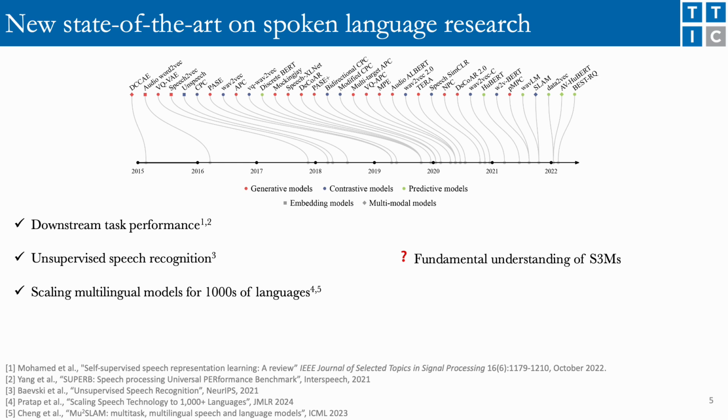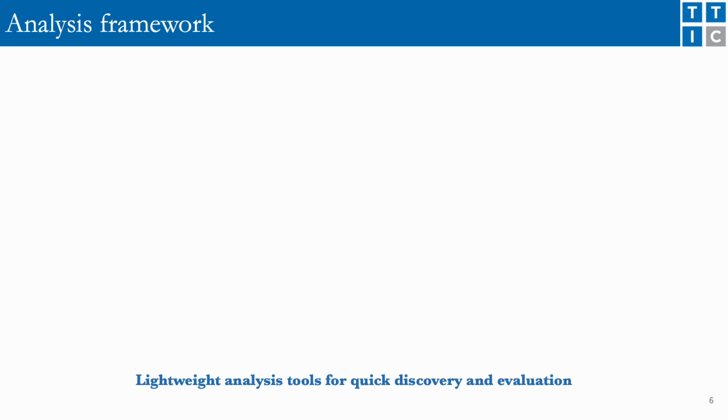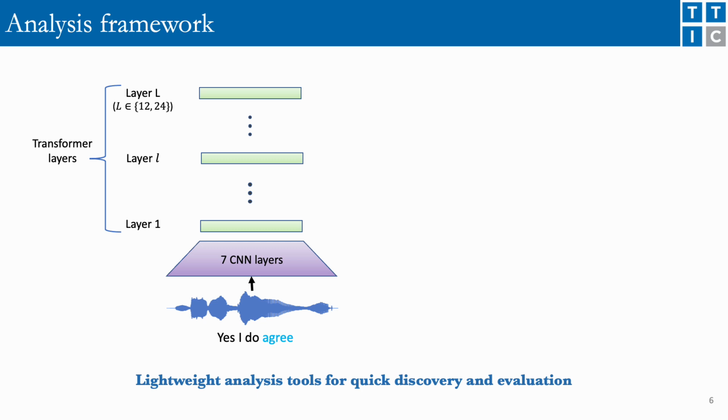Our goal is to develop a better understanding of these models using a framework that can be easily scaled up to study multiple S3Ms. To that end, we employ lightweight tools to interpret the knowledge encoded in S3Ms. With that goal in mind, I'll now introduce our analysis framework. This is a typical schematic for current day S3Ms. Raw audio is processed through some CNN layers to get frame-level features. A frame is typically around 20 milliseconds. These local features are then processed through some transformer layers.